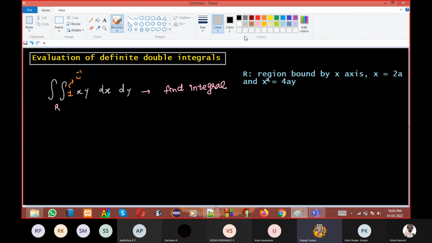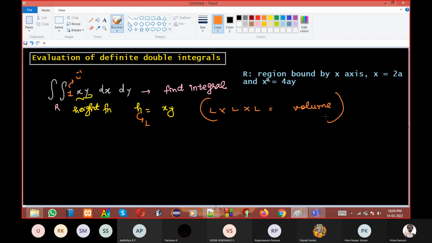This is the height function. Height function is xy. This should be dimension 1, you know. So there will be one constant utilized. So we are having length into length into length. We are calculating volume. So this integral actually, we are calculating a volume. Any doubt on this?